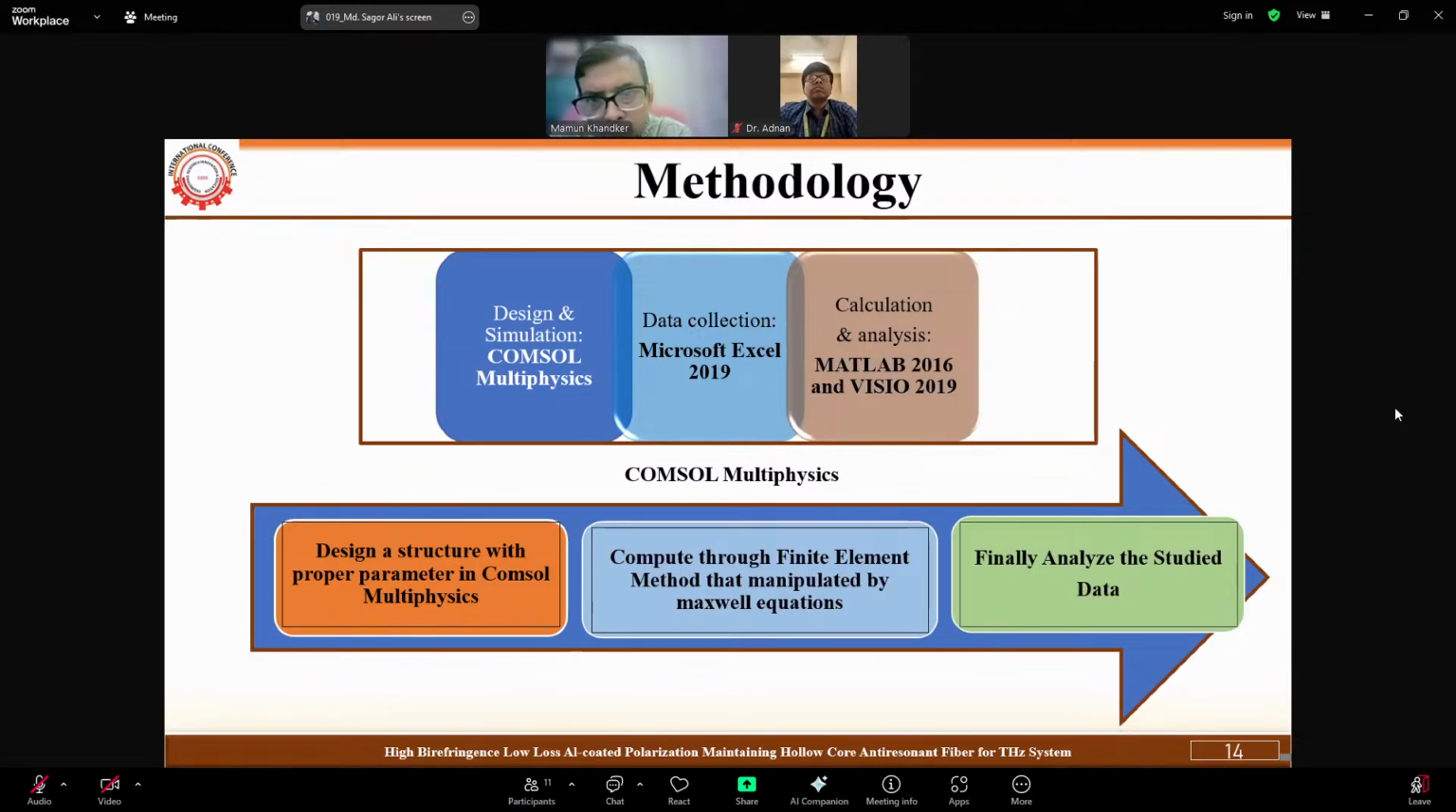Methodology: design and simulation in COMSOL Multiphysics, data collection in Microsoft Excel 2019, calculation and analysis in MATLAB 2016 and Visio 2019. Design the structure with proper parameters in COMSOL Multiphysics, computed through the finite element method, which is governed by Maxwell's equations. Finally, analyze the study data.